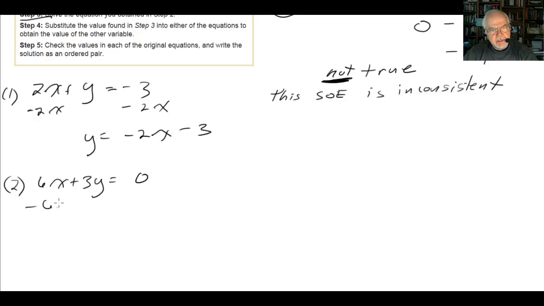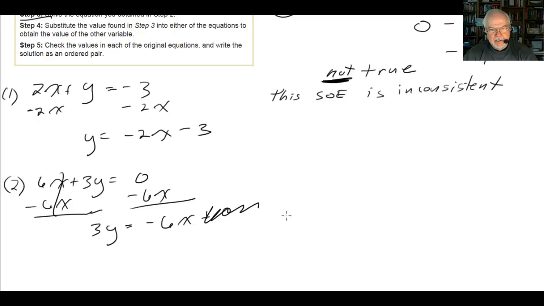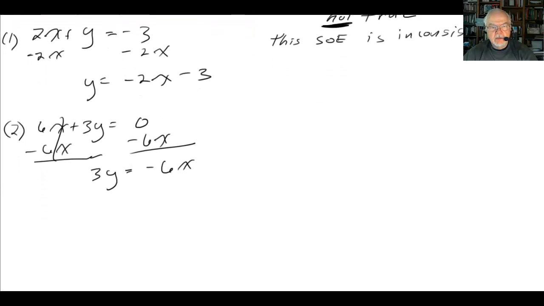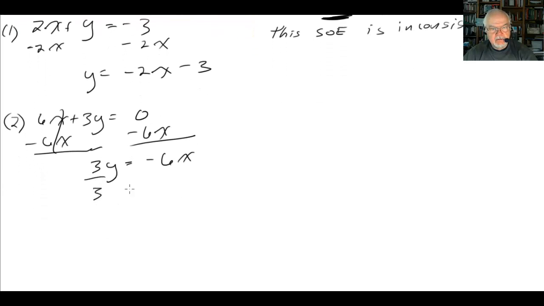I want to get rid of the 6x on the left-hand side by subtracting it from both sides. And I get 3y equals minus 6x plus 0. I don't need that 0, so I'm going to erase it. So I have 3y equals minus 6x. Let's divide by 3, so we get it in slope-intercept form. So now I get y. 3 goes into 3 once. 3 goes into minus 6 minus 2 times. So I end up with y equals minus 2x.